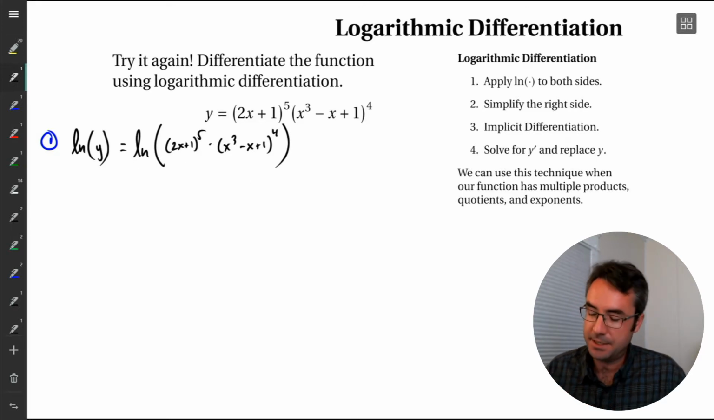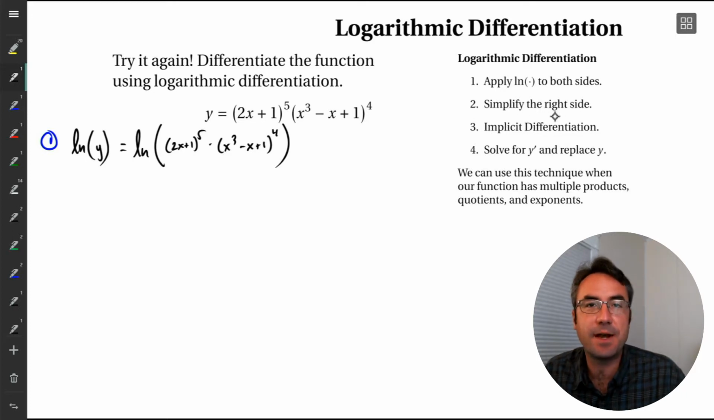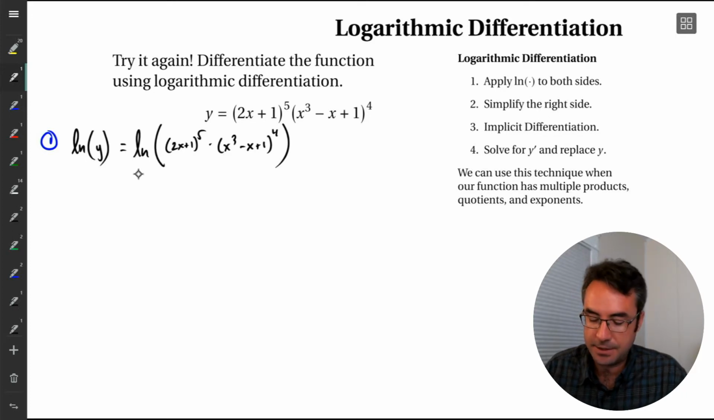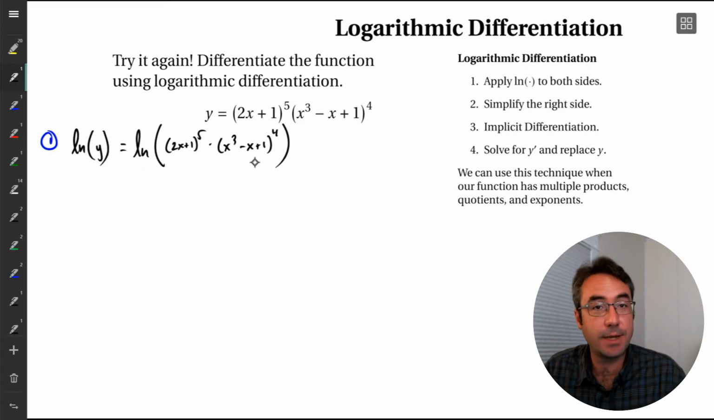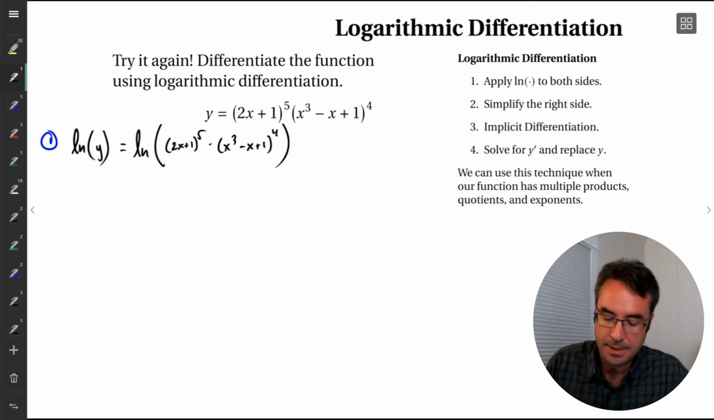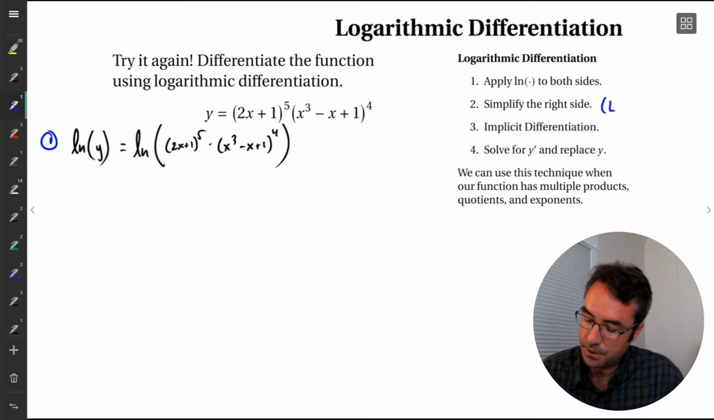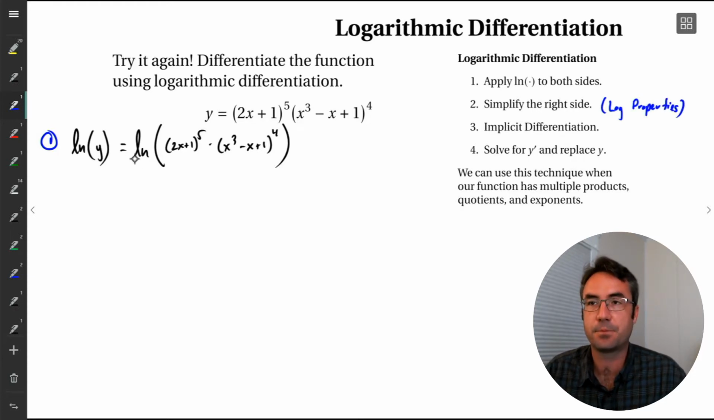That's step one. Step two, we're going to simplify the right side of our equation. And so when we look at this, the right side is pretty complicated. But what we have now is a product, and then we have some exponents all inside this log function. So this is going to simplify down quite a bit. And this is where the log properties become helpful, when we actually try to simplify down what we've done.